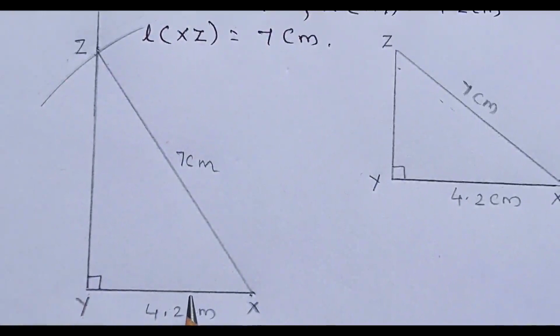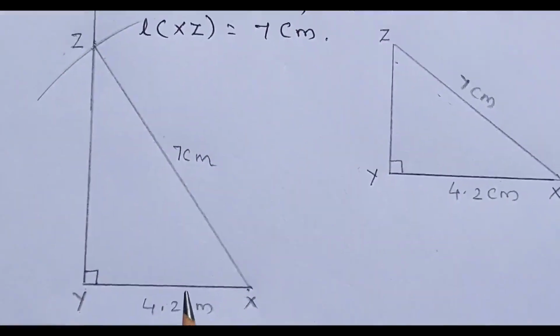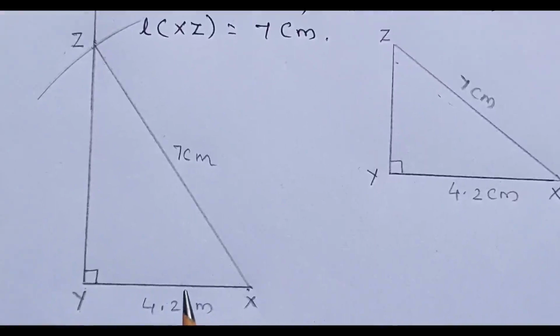Or triangle XYZ is a right angle triangle. Now using these constructions, we are going to construct the quadrilateral. So please revise all the 4 constructions once again.